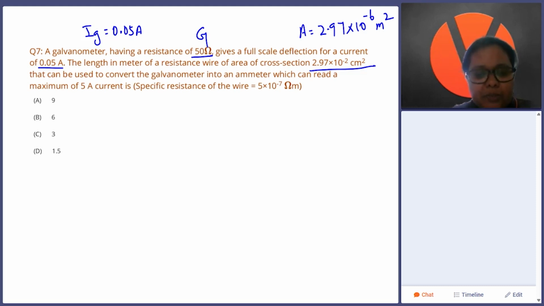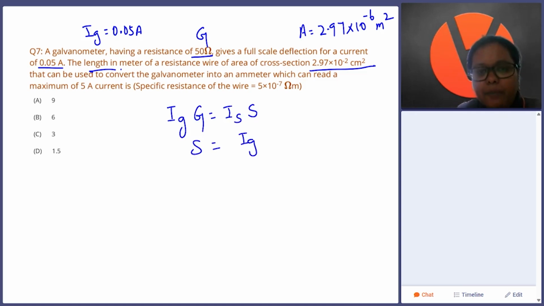So specific resistance also they mention. So the length in meter, what they're asking is length in meter. So how shall we do? Galvanometer into ammeter. So voltage across that, because it is going to be connected in parallel combination, shunt combination. So IgG would be equal to ISS. So the shunt resistance only they are asking. So IgG divided by I minus Ig. What is I? The total.